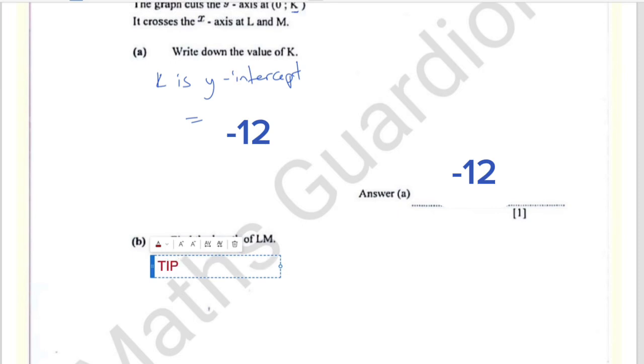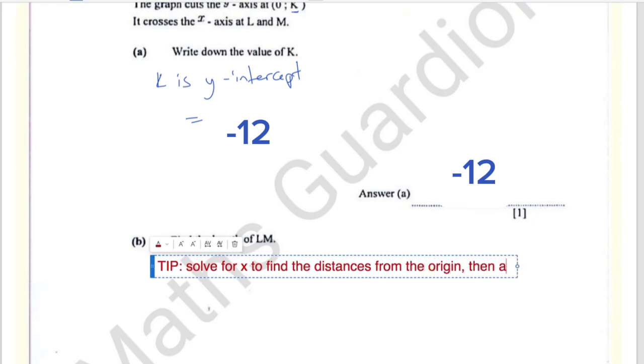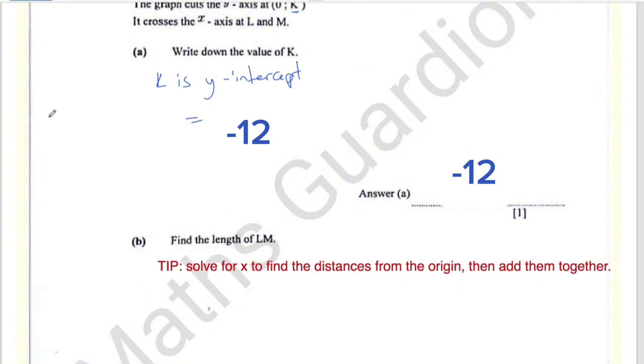Now, after that, we are going to calculate the second part, which says find the distance between those 2 points L and M, or find the distance of LM. So in order to find this, we need to find the distance of each of the individual points from the point of origin, O. So we need to find the distance of O to L and O to M. So to do this, we need to solve for x, okay, so that we find the distances from the origin. Then we add them together to find the absolute value.